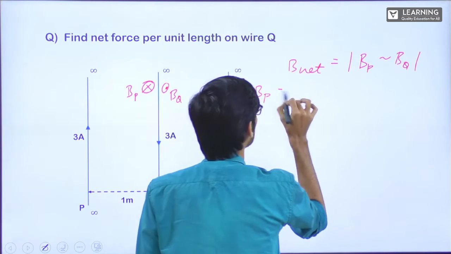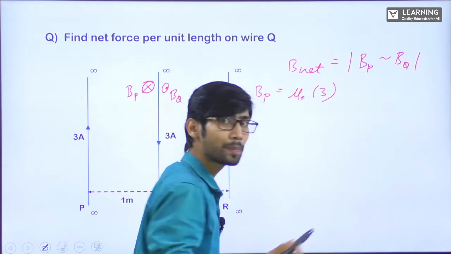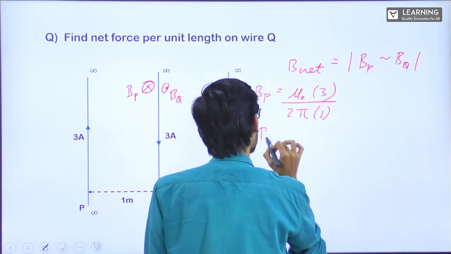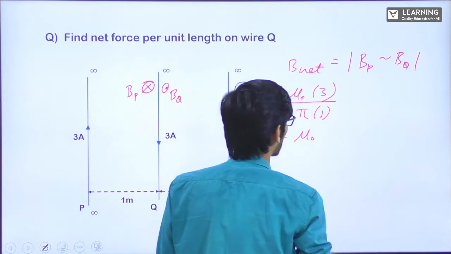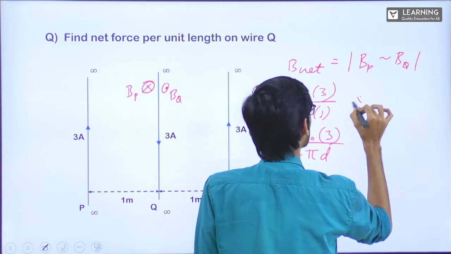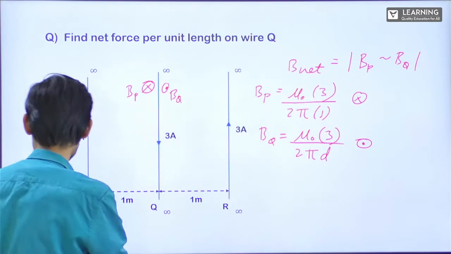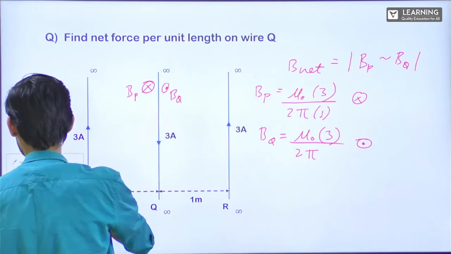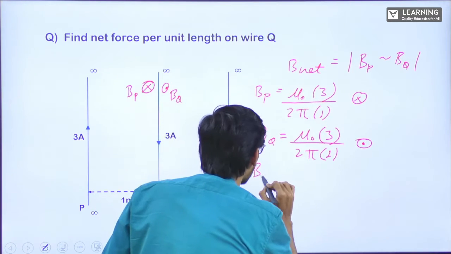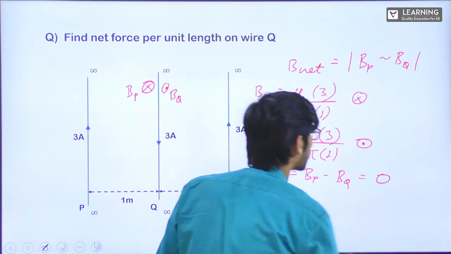Let's say BP is equal to mu naught I upon 2 pi d, into 3 upon 2 pi into d, and d is 1 meter. BQ is equal to mu naught into I upon 2 pi into the separation. This is inwards, this is outwards. See, the value is same. Current is same, separation is same. Correct? So if I subtract these two, B net will be BP minus BQ, that is equal to 0.